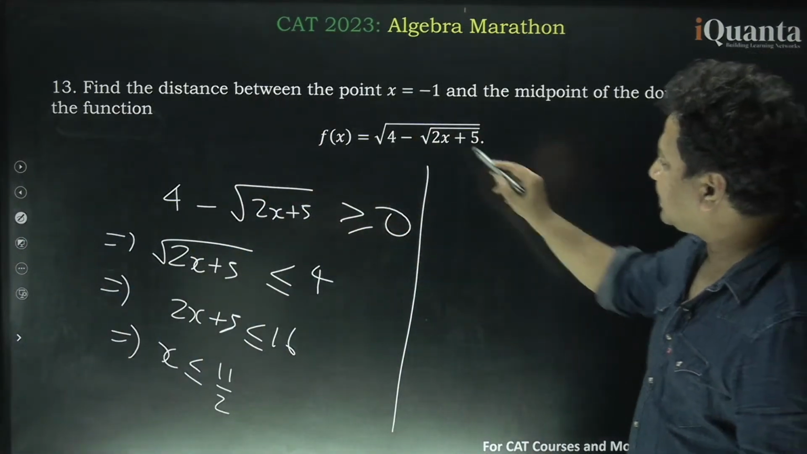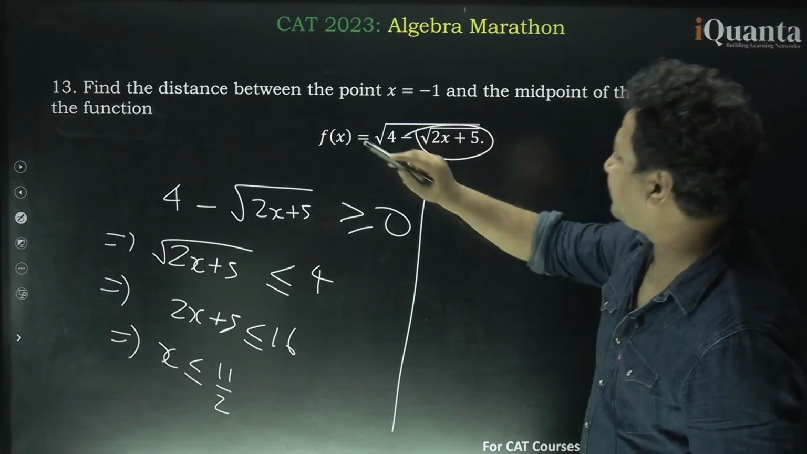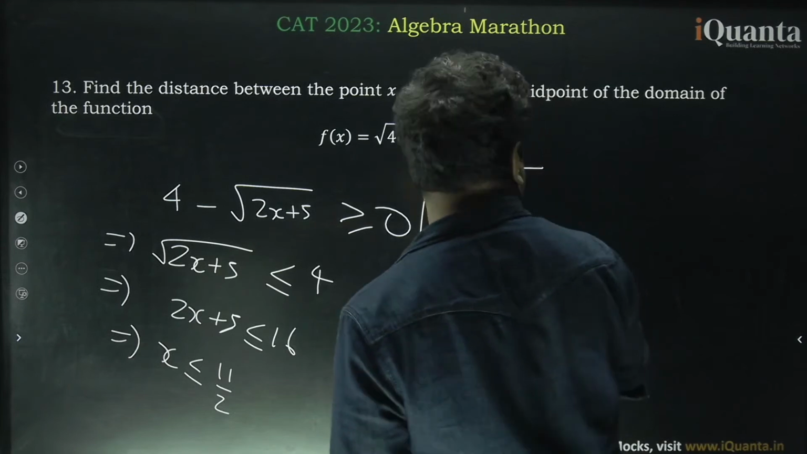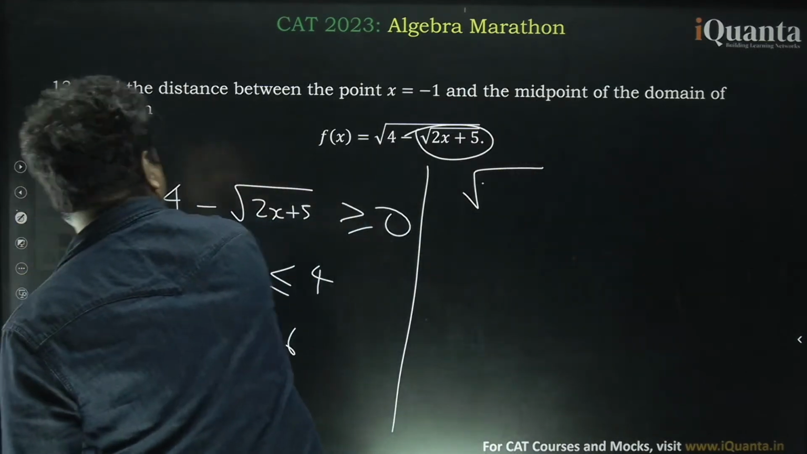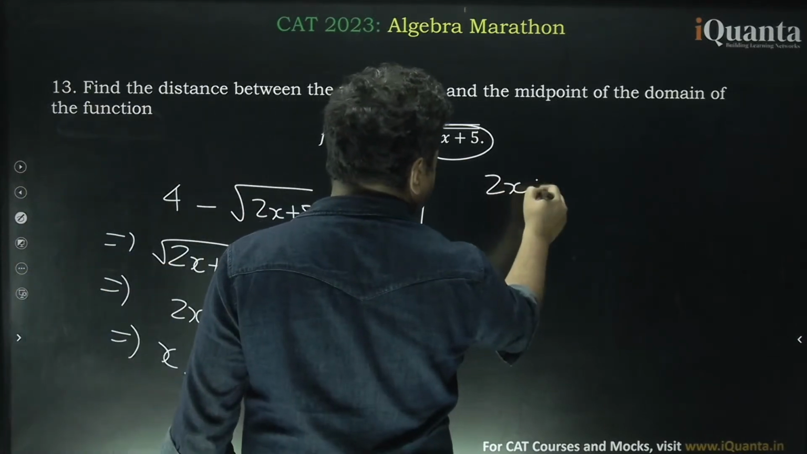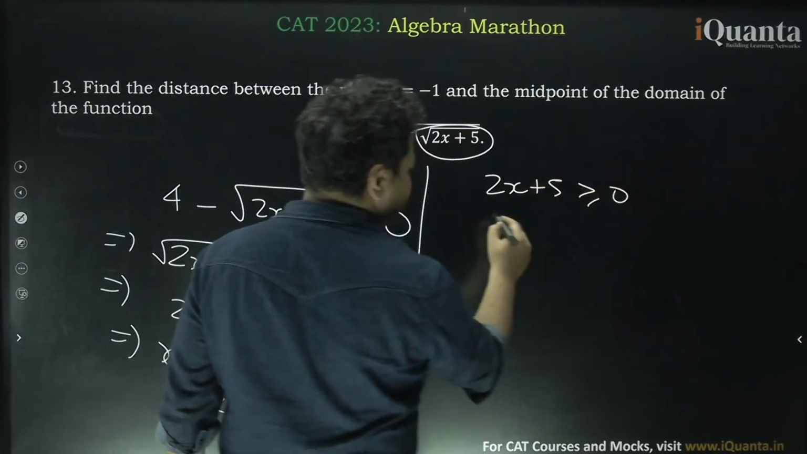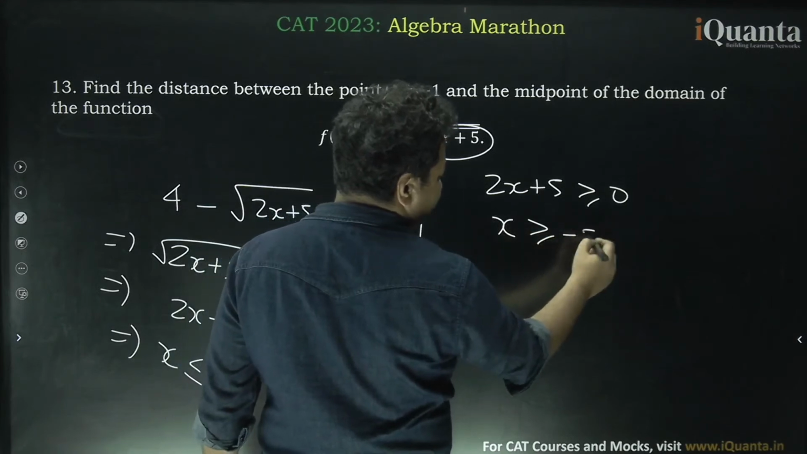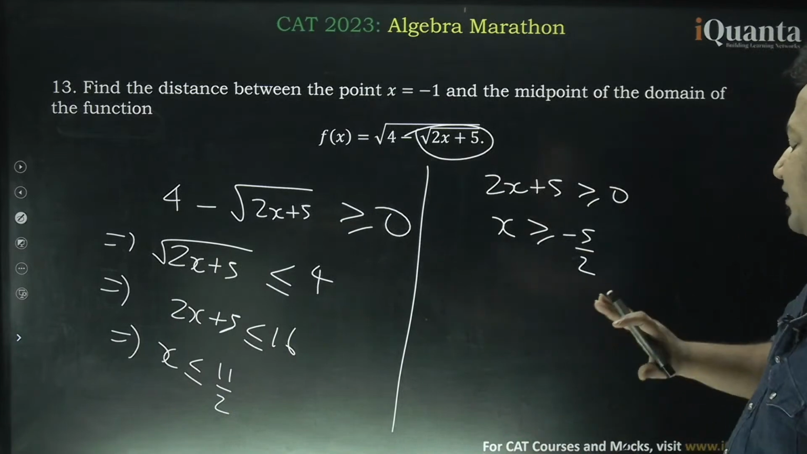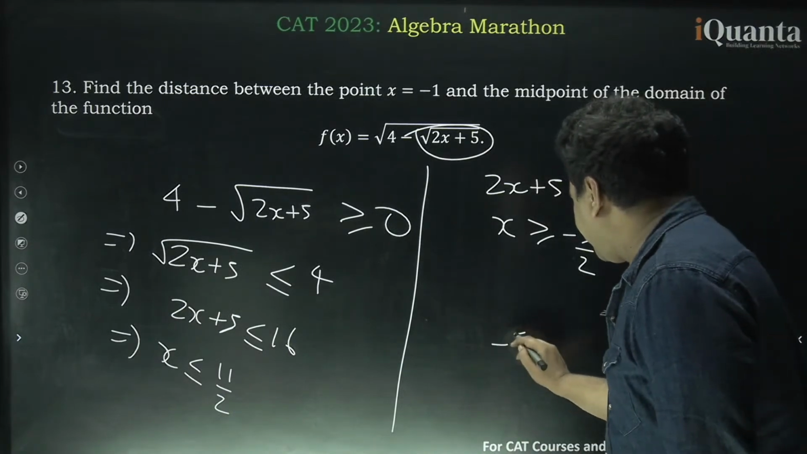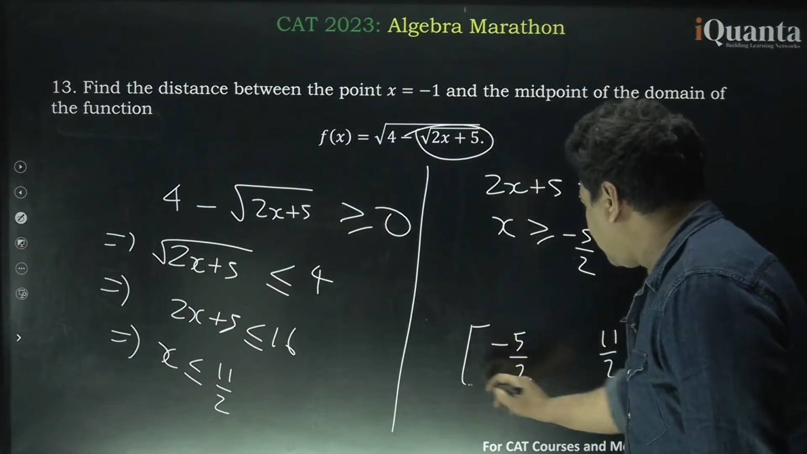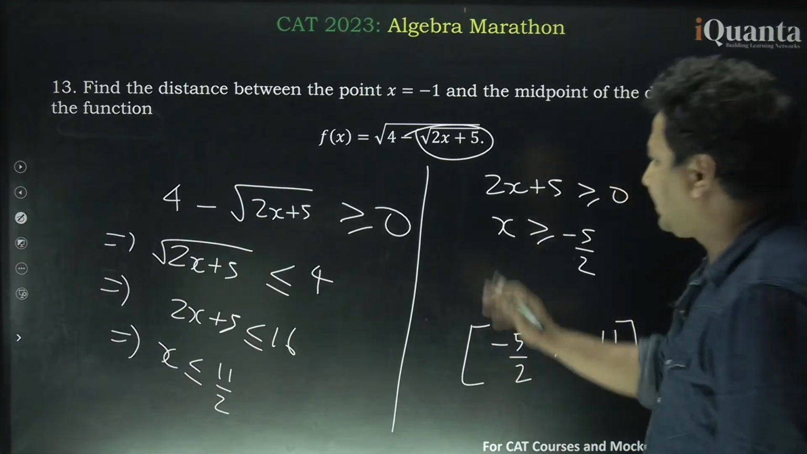Okay, there is one condition. The condition is that this in itself should also be greater than or equal to 0. So not root, but only 2x plus 5 should also be greater than or equal to 0, which means x is greater than or equal to minus 5 by 2. Now we have the domain. So from minus 5 by 2 to 11 by 2 in closed interval, this is the domain of the given function, right?